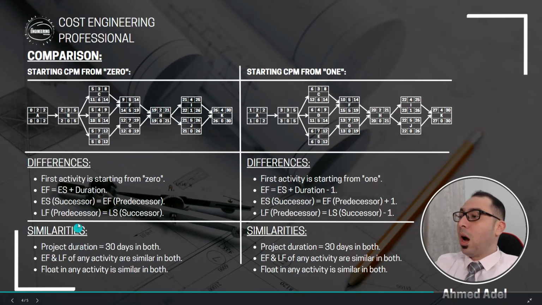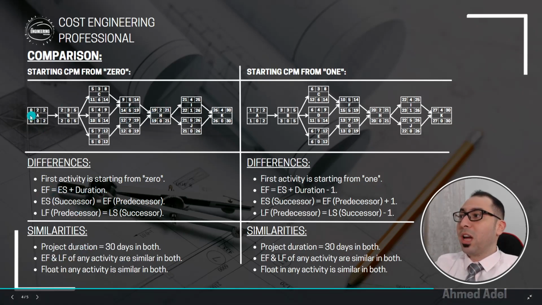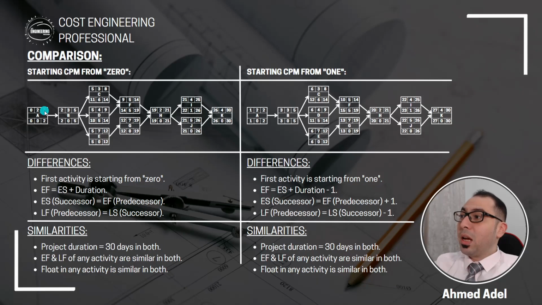So this is how I calculate the early finish. When I am starting from 0, the early finish will be equal to the early start plus duration, and that's it. So 0 plus 2 equals 2, then the 2 will come here, 2 plus 3 is 5, then the 5 will come here, 5 plus 3 is 8. So the early finish is always the early start plus duration if you are starting from 0.